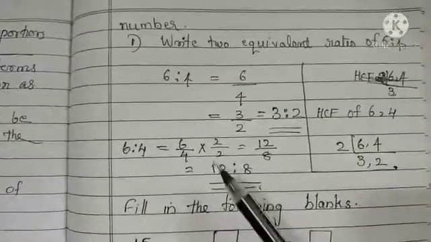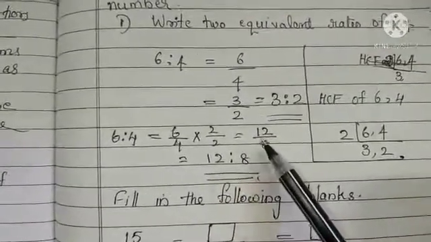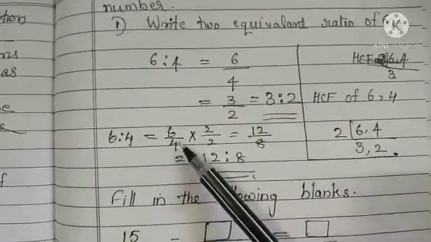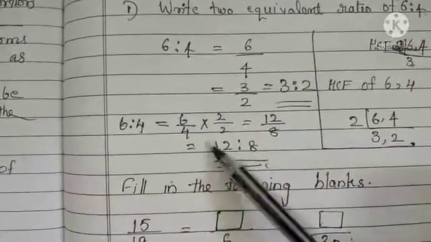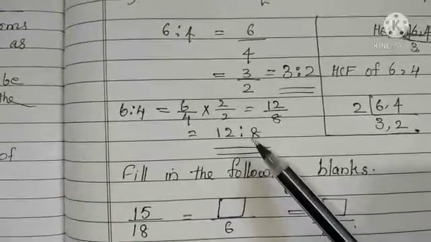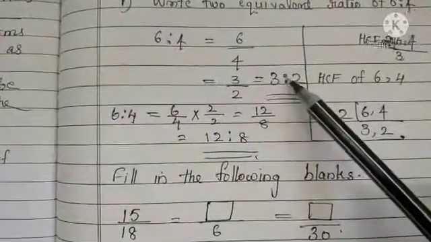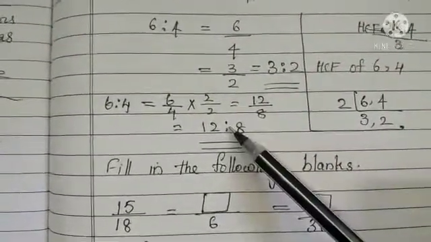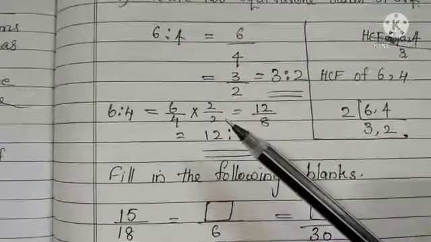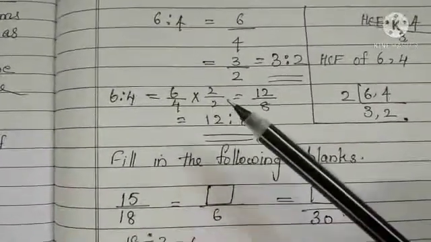Next, we multiply by 2 by 2 to get another equivalent ratio. Here 6 by 4 into 2 by 2. 6 into 2 is 12, 4 into 2 is 8. So 12:8. Here we got two equivalent ratios. One is by division, another one is by multiplication. You can use multiplication or division, any method you can use.